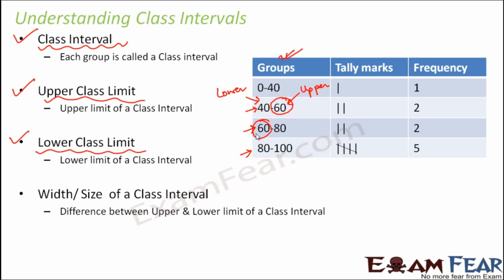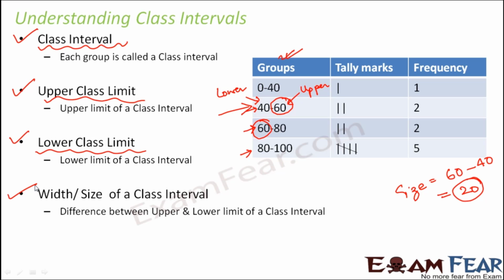Next is the size of a class interval or the width of a class interval. So what is the size of a class interval? That is given by the difference between the upper and the lower limit of a class interval. So let us say if I want to find out the size of this class interval, the size would be equal to upper class limit minus lower class limit, which is equal to 20. So the size of the class interval would be 20. Now the size could be anything, so it depends on what is the value of the lower limit and the upper limit. So these are few things which are related to the grouped frequency distribution table.